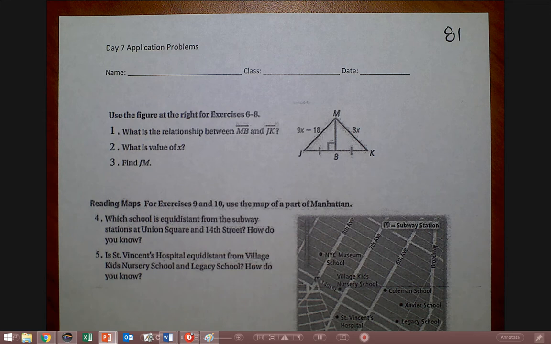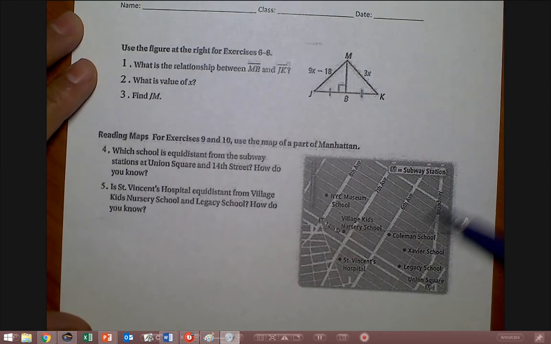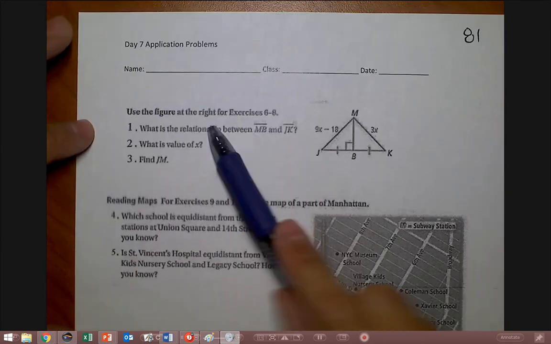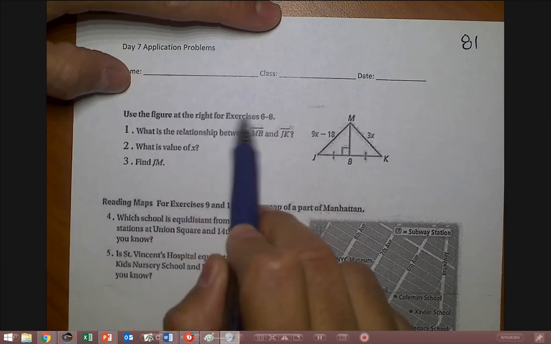All right, so this is going to be geometry. We're actually doing application problems. So we're doing a lot of the math that we've done already, but now we're actually going to use it in real situations. I gave you guys a ruler for this piece right here, and we're going to go over this. Starting here, use the figure at the right for these problems.